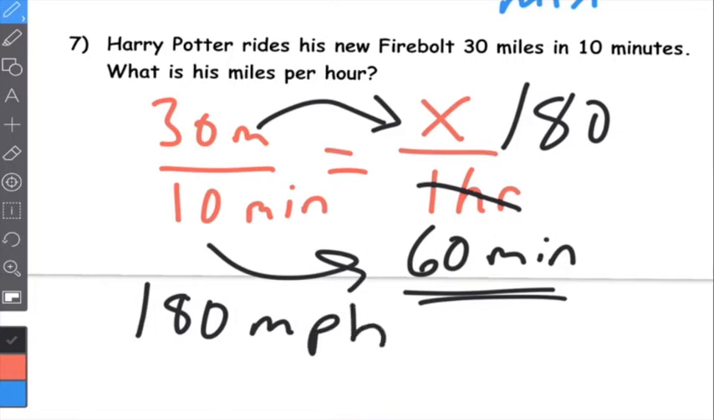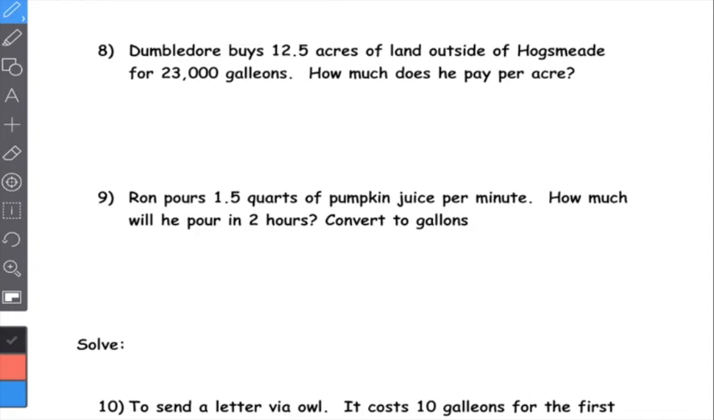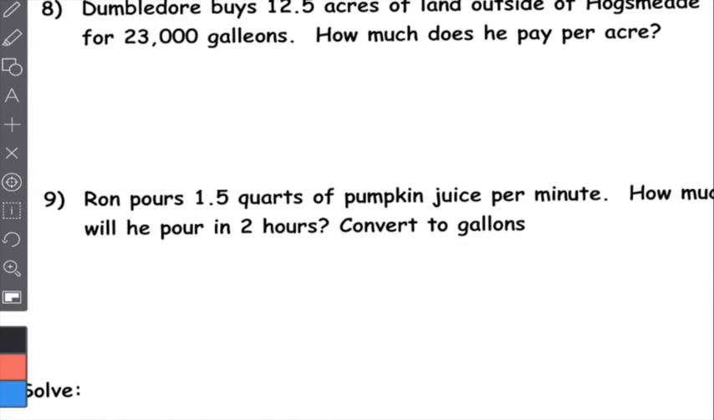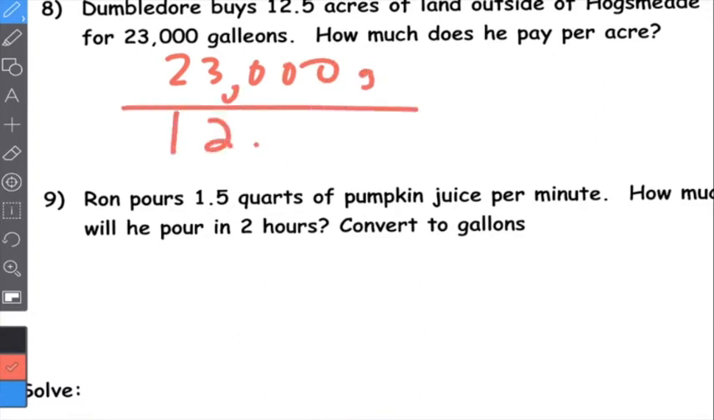Okay, next page. Dumbledore buys 12.5 acres of land outside of Hogsmeade for 23,000 galleons. If you don't know Harry Potter, galleons is like money. If you remember in class, what's very important is I like to put money over whatever unit it is, money comes first. So we have 23,000, and I'll put G for galleons, over 12.5 acres. And yes, you could have a decimal in a fraction. So this is going to equal, how much does he pay per acre?